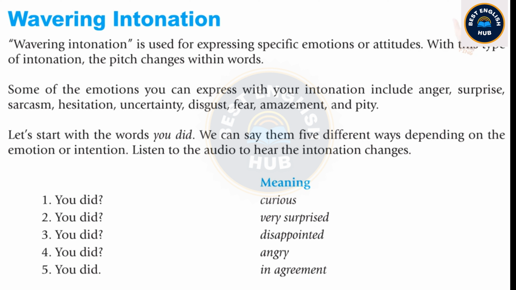Wavering intonation. The pitch changes within words. Wavering intonation is used for expressing specific emotions or attitudes. Some of the emotions you can express with intonation include anger, surprise, sarcasm, hesitation, uncertainty, disgust, fear, amazement, and pity. Let's start with the words "you did." We will say them in 5 different ways depending on the emotion or intention.